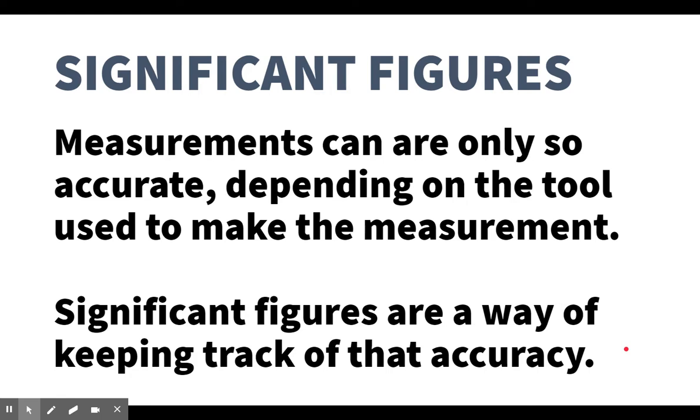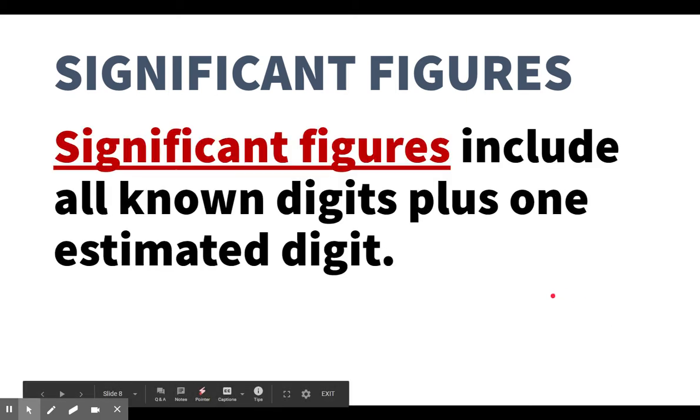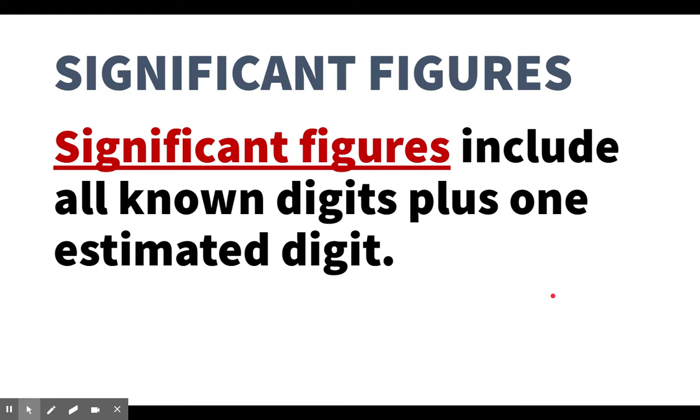If none of that made sense, just stick with me. I think after we start going through some examples, things will start making a little bit more sense. But in general, when you take a measurement of something, you generally measure all of the digits you know plus one more digit that you estimate. And so significant figures for a number includes all known digits plus one estimated digit. I'll give you an example.